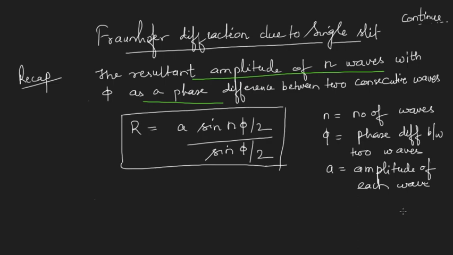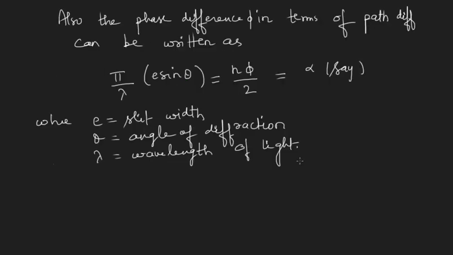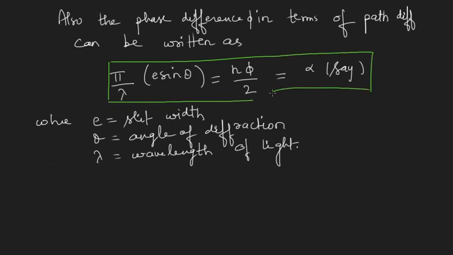We have seen earlier that the phase difference between two consecutive waves can also be written in terms of path difference, like this: pi by lambda. And from where do we get this expression? If you remember, the total phase difference between the first and last wave was 2 pi by lambda e sine theta. And when I divide this into n parts, the phase difference between two consecutive waves was 1 by n times 2 pi by lambda e sine theta. By taking 2 on the other side and n on the other side, I get this. I have called this alpha.